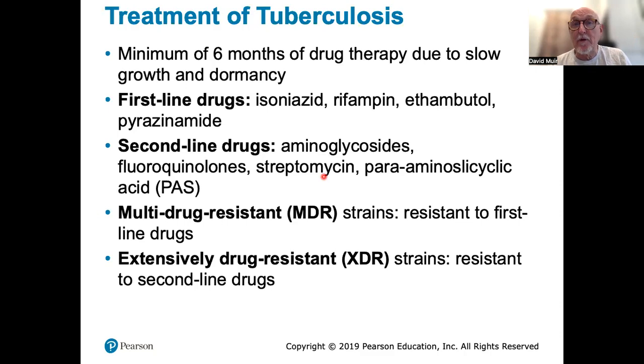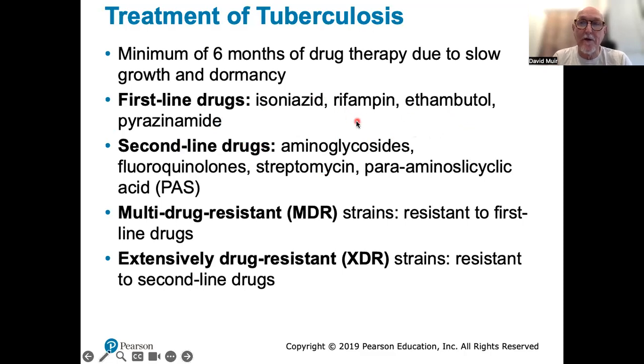Treatment of tuberculosis can be extremely difficult. It always entails a very, very long-term antibiotic treatment and usually a minimum of 6 months of drug therapy. And the old drugs that were used were these: isoniazid, rifampin, ethambutol, pyrazinamide. But I don't need you to know these names.